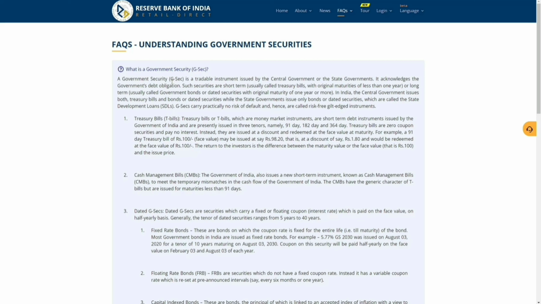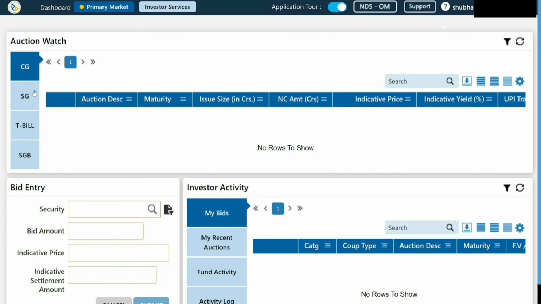So here you can see government securities happen to be tradable instruments issued by the central government or state government. The short-term securities happen to be treasury bills, which are less than 1 year. The others, long-term, happen to be government bonds or dated securities with maturity of more than 1 year. You can use the Retail Direct website to actually invest into these tradable instruments.